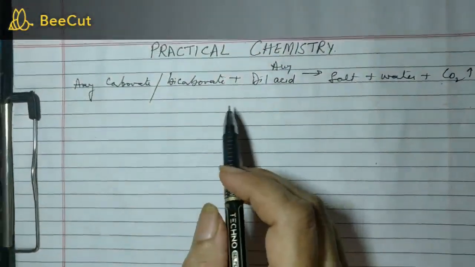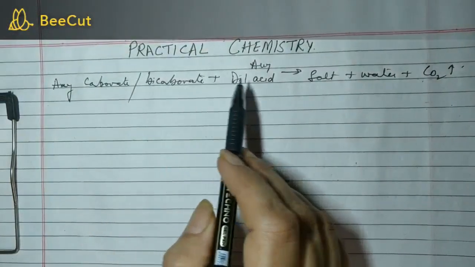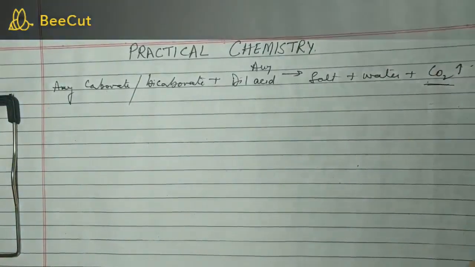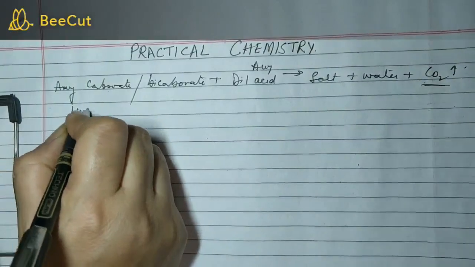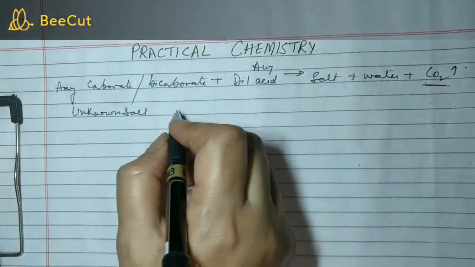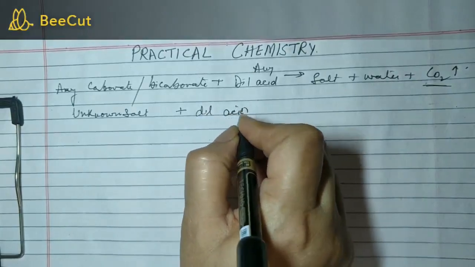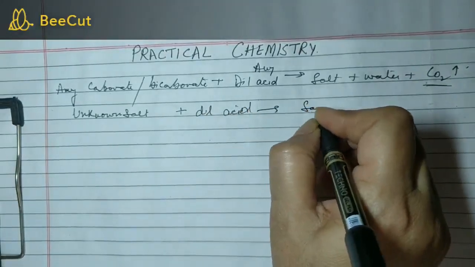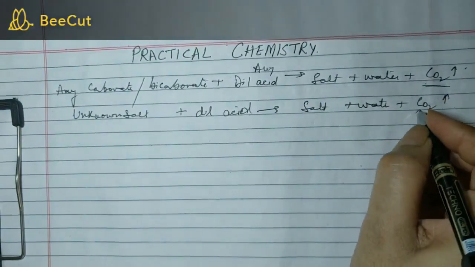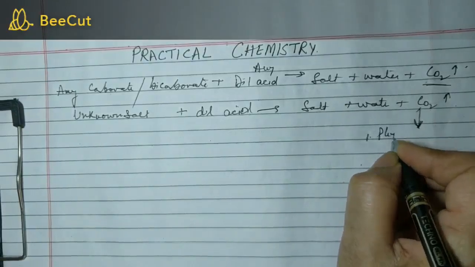So if you want to study how carbon dioxide can be prepared, we can straight away take a carbonate or a bicarbonate and treat it with dilute acid and show the production of this gas. Alternatively, if there is an unknown salt, a salt whose anion we don't know, and that is treated with any dilute acid, that will also give you, besides other things, carbon dioxide. Carbon dioxide, one physical property we'll be studying.